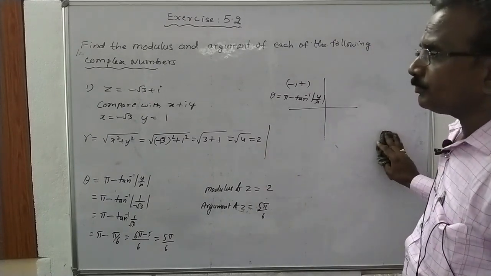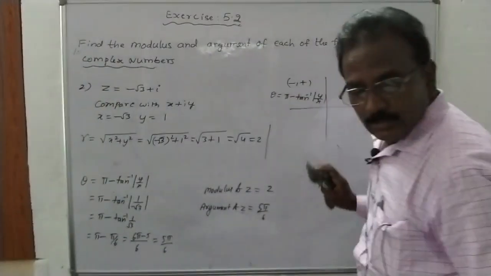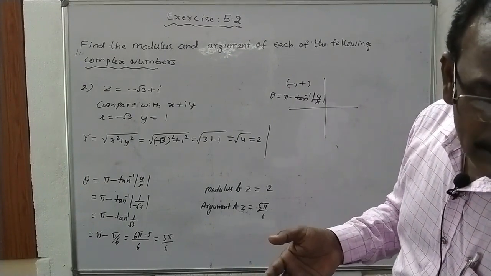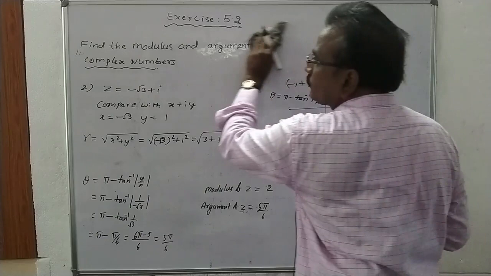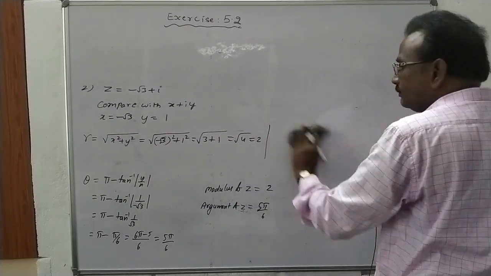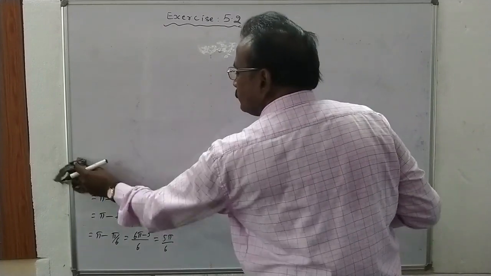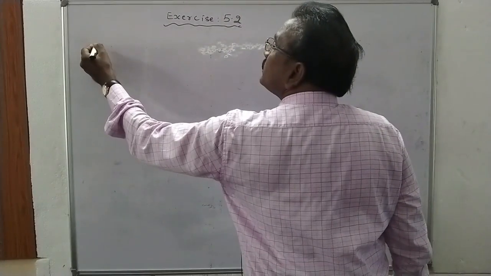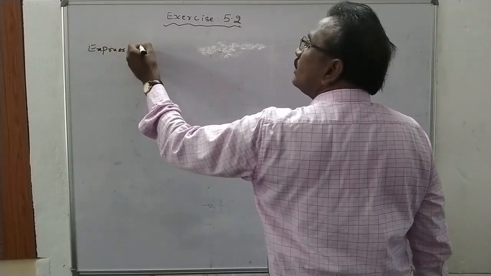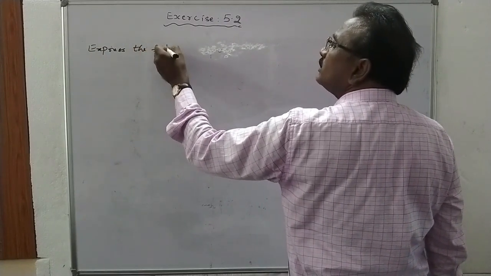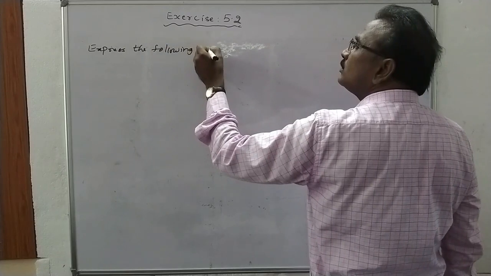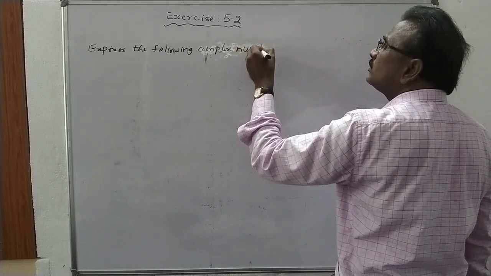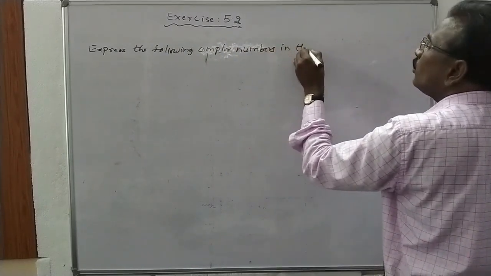So this is the second question, question number 2. Next, express the following complex numbers in the polar form.